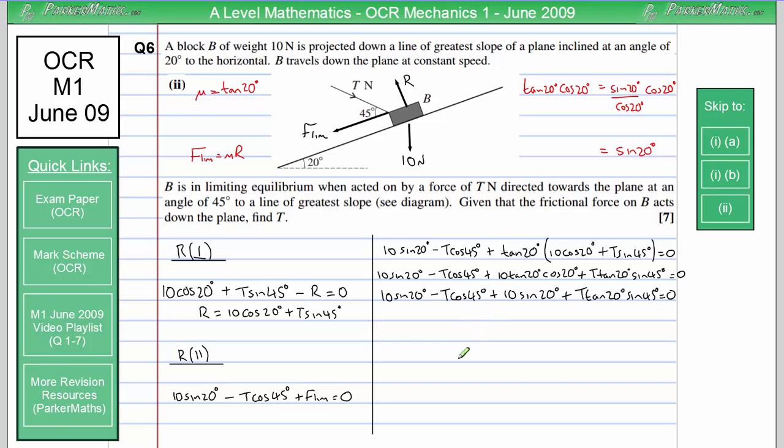In order to solve this equation, I'm going to get all the terms containing T on the same side. So I'm going to take these two terms over to the right hand side. At the same time, I'm going to do 10 sine 20 add 10 sine 20 and simplify that to 20 sine 20. Moving this over to the other side makes it positive, so I get T cos 45. And moving this over to the other side makes it negative, so I get minus T tan 20 degrees sine 45 degrees. Now that my terms involving T are on the same side, I can factorise.